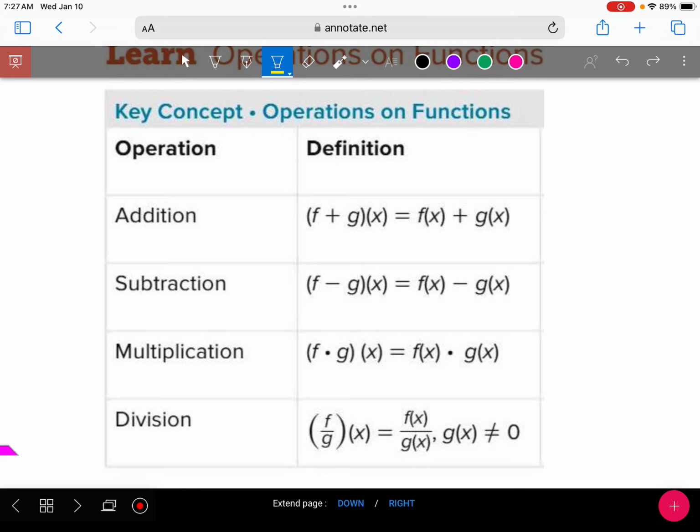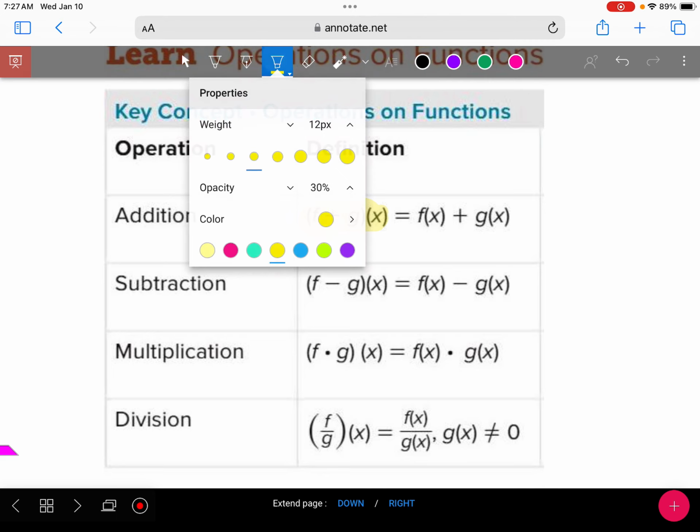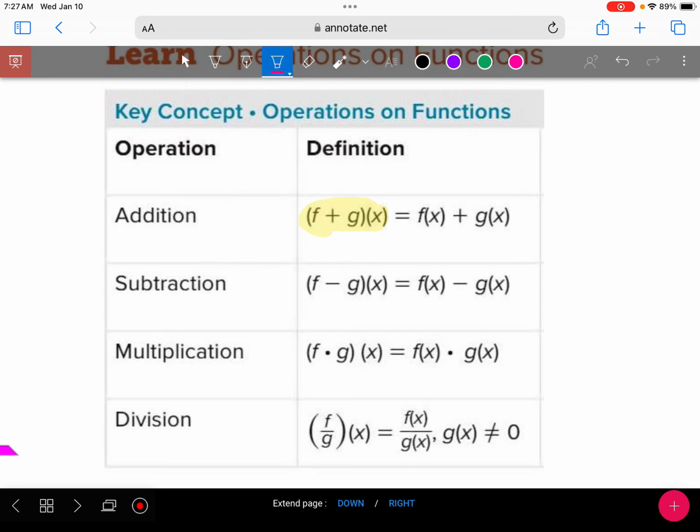So what we're going to see is that we'll be given questions that look like this. So it'll say f plus g of x. And what we need to know is that that means to take f of x and add it to g of x. So when it says something like f plus g of x, that's how we'd read this. We're going to take f of x and add it to g of x.